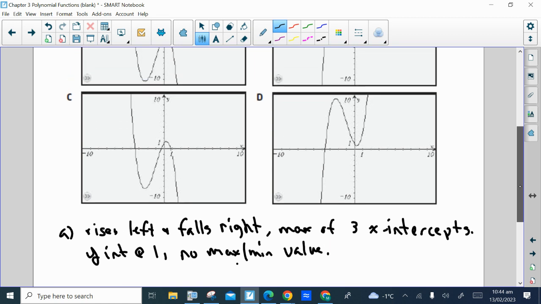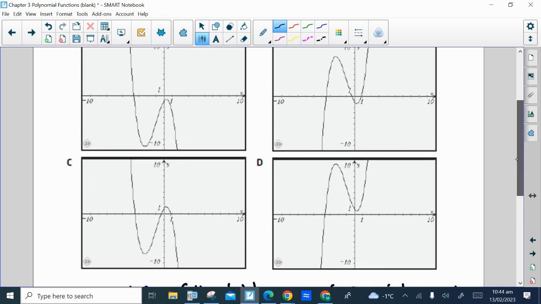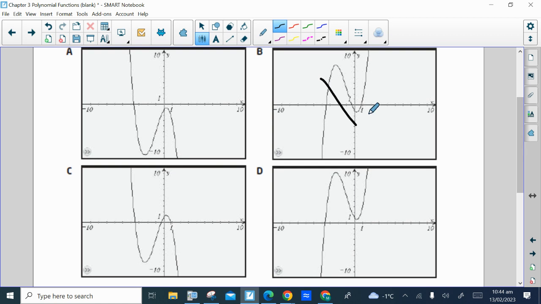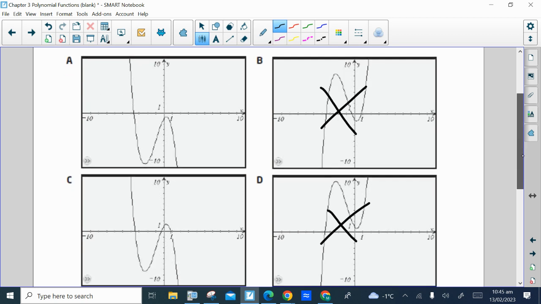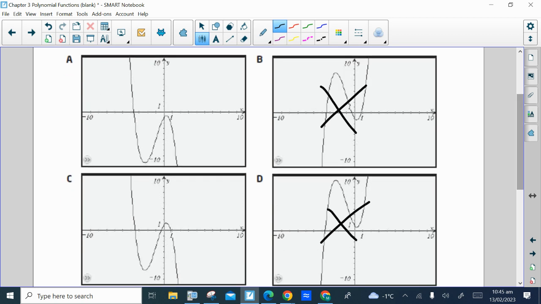So, we're looking for a graph that rises left and falls right. So that eliminates graph C and D. They both fall left and rise right, so that's going the wrong way. And if we look at the two graphs we have left, a couple differences are the number of x-intercepts, but remember it's possible for an odd degree to only have one x-intercept, so that doesn't help us.